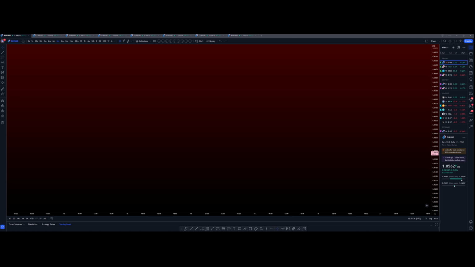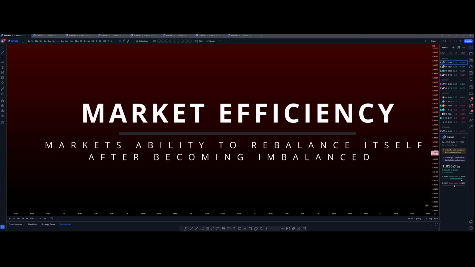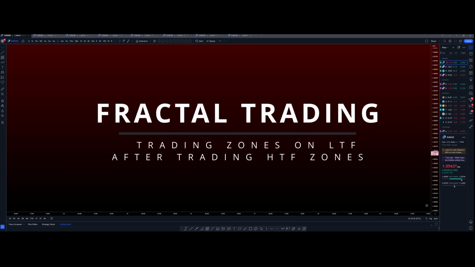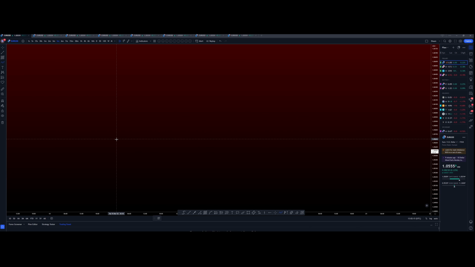The next big problem that multi-time frame traders have is market efficiency. Now, market efficiency is the market's ability to rebalance itself after becoming imbalanced. Inefficient price action causes large price movements, as there is a lot of imbalance and the market doesn't come back to rebalance itself. Whereas efficient price action does cause ranging, liquidity building price action. Now, the problem here is that multi-time frame traders commonly use something called fractal entry points. This is when a market reacts to a higher time frame zone, then they search for a new zone and entry point on a lower time frame.